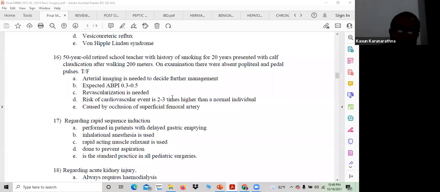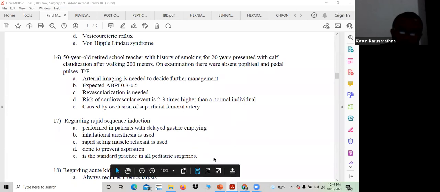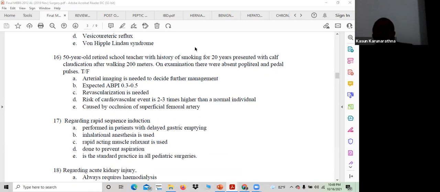Risk of cardiovascular event is 2 to 3 times greater than a normal individual. Yes, true. Caused by occlusion of superficial femoral artery. Yes. Pulses absent from popliteal downwards. Yes. This patient is in Fontaine 2. 2A or B, we can't differentiate because the claudication distance is exactly 200 meters. In the history, they haven't given whether it is disabling to the patient or not. Right?